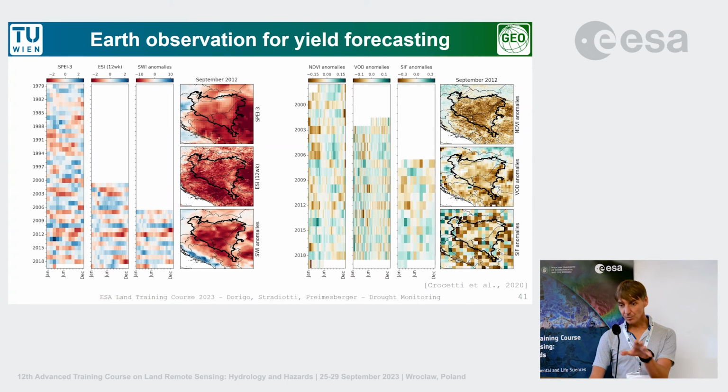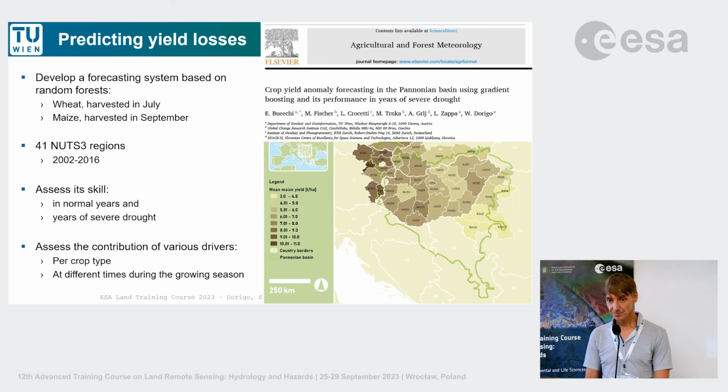We see NDVI on top, VOD anomalies, and SIF, the one I mentioned before, fluorescence. And you see in all data sets there is a very similar pattern. SIF is a bit more noisy. That's a very tiny signal which is difficult to measure. But you see there is potential of Earth observation to detect and even maybe predict yield anomalies.